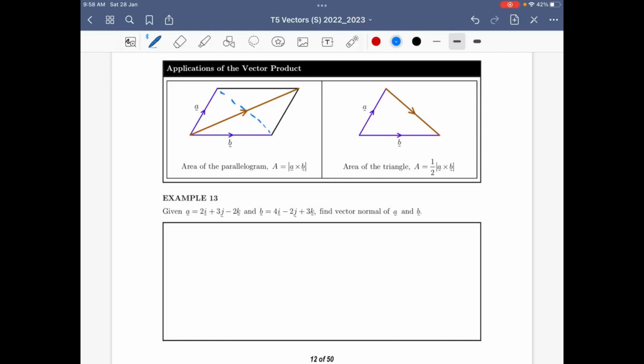Applications of the vector product. Area of the parallelogram. To find it, we just need to find the magnitude of A cross B. And the area of triangle. Triangle, you can get it from half of the parallelogram. So, to find the area, half of the magnitude of A cross B.